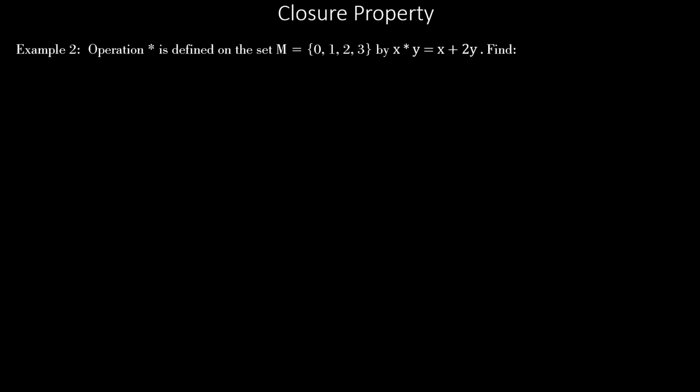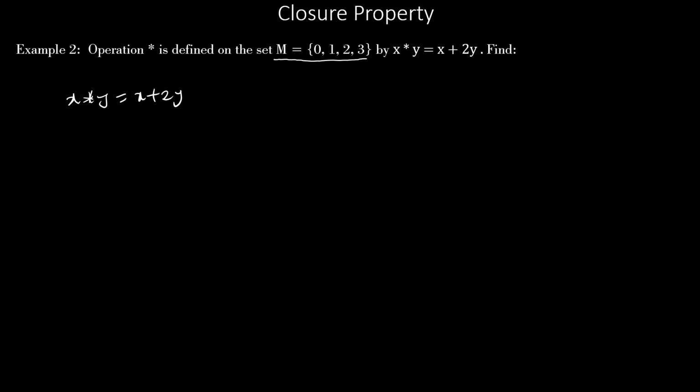In looking at closure property, we cannot directly jump to the conclusion that a particular set is closed under a particular operation if we haven't tested all the elements of the set. Take for example, we have a set M here which is defined by M equal to 0, 1, 2, and 3. And the set is defined on the operation asterisk, which is defined as x asterisk y equal to x plus 2y.